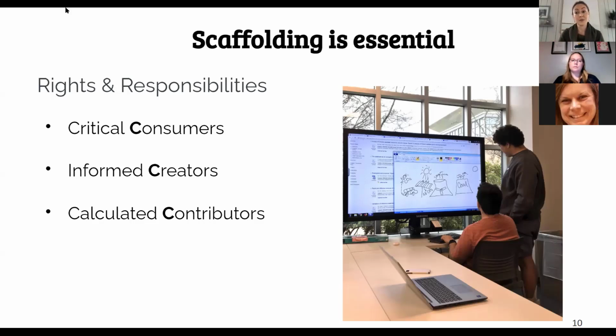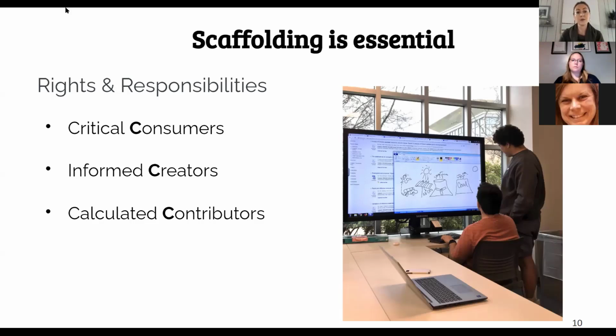Would you have to ask permission? Does it have a CC BY license? And then I ask them to create an attribution statement. So I try to help the students learn about not only using others' intellectual property, but the value of their own.